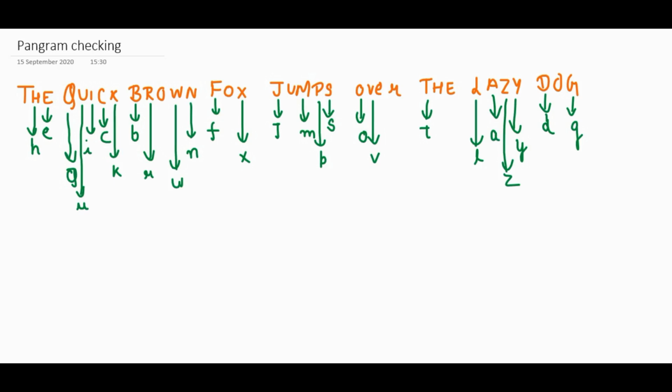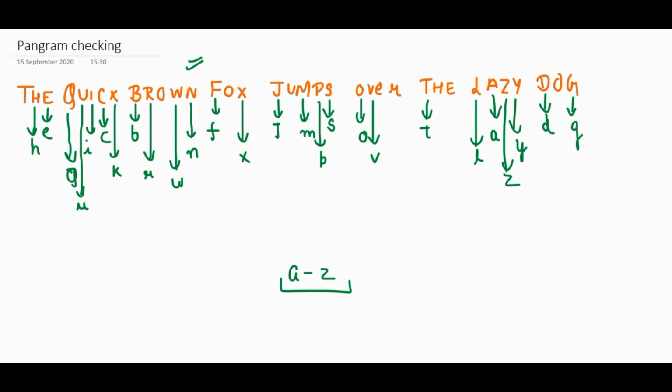Hello everyone. Today we are going to solve this question, pangram checking. So what is a pangram? A pangram is a sentence which contains all the letters from A to Z. We will be given a sentence and we have to find if this is a pangram or not, which means whether it contains all the letters from A to Z or not.